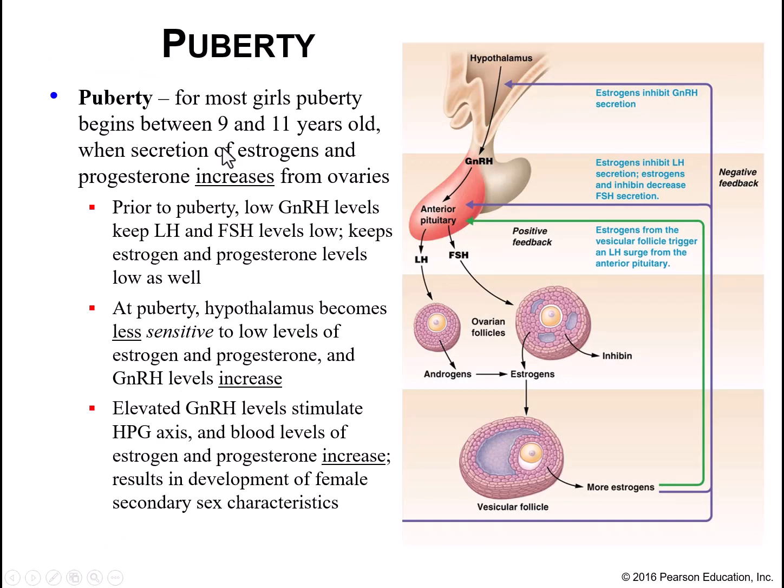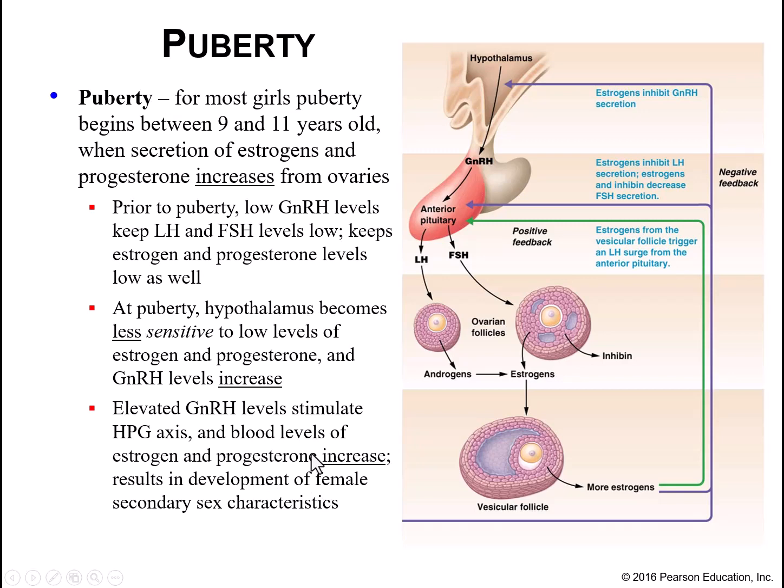At puberty, for most girls, puberty begins at 9 to 11 years of age. Progesterone increases from the ovaries. That increase in progesterone is what starts the development of the uterine lining. And so at puberty, that hypothalamus becomes less sensitive to the low levels of estrogen, because remember, estrogen feeds back and shuts off the hypothalamus. Now the hypothalamus will release more GnRH. That GnRH elevates LH and FSH, and we start the cycling.